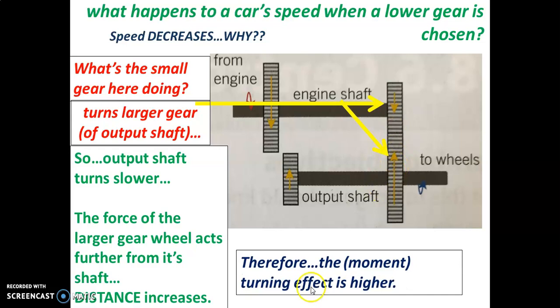Now what does that mean? It means the moment, the turning effect, is going to be higher. Remember, moment equals force times distance. Moment equals force. The force applied by this small gear wheel is equal and opposite to the force applied by this larger gear wheel. The forces they apply will not change in this case, multiplied by distance. The distance between the force applied on the large gear wheel and its shaft is greater. It is going to have a larger moment, a larger turning effect.